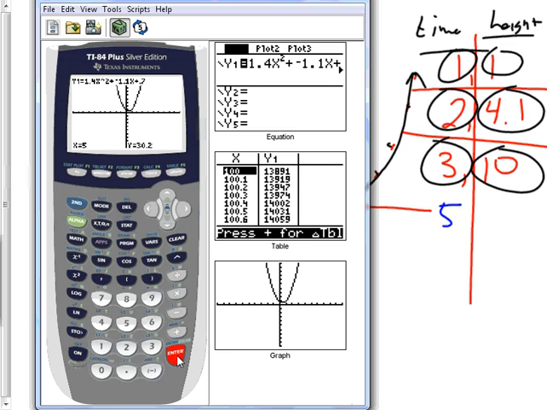30.2. Okay? All right, that's how you calculate a value. So that would mean what? That the jet, after 5 milliseconds, was up 30 feet.